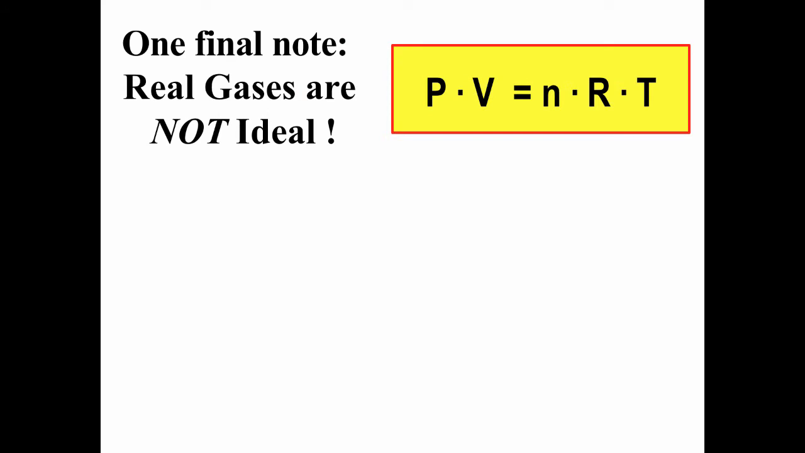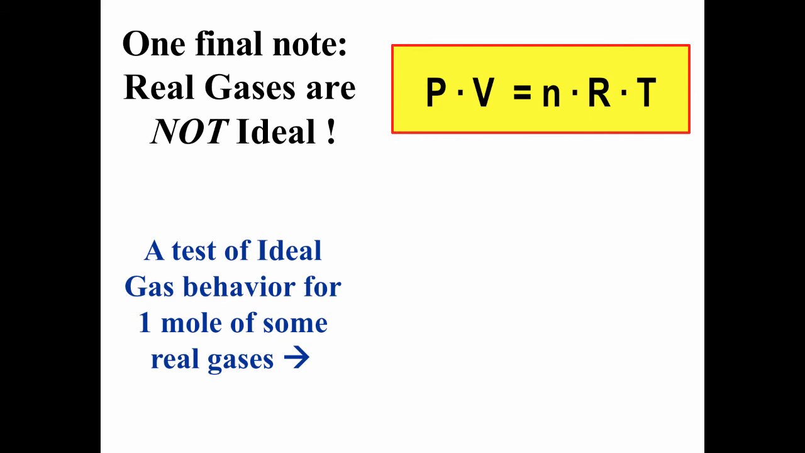Now there's one last thing to be aware of, and that is that real gases are not ideal. We've been treating gases as if they're ideal. We've been using the ideal gas law, PV equals nRT, to describe them. It does a reasonably good job of describing lots of gases under normal low pressure conditions that we typically find them in, but it's not very good for a lot of other circumstances.